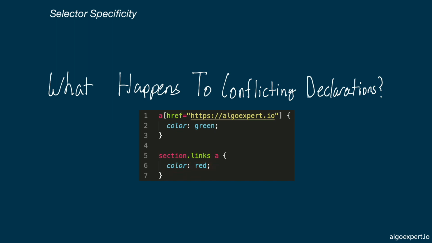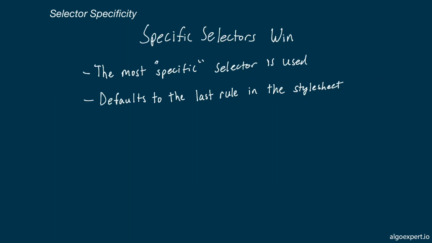But this raises a question: what happens if an anchor tag is inside of a section with class links and it has the href attribute set to algoexpert.io? Will it be green or red? So the way CSS actually handles this is through what it calls specificity. The more specific the selectors that are used to select the elements, the higher weighting the related declarations will get.